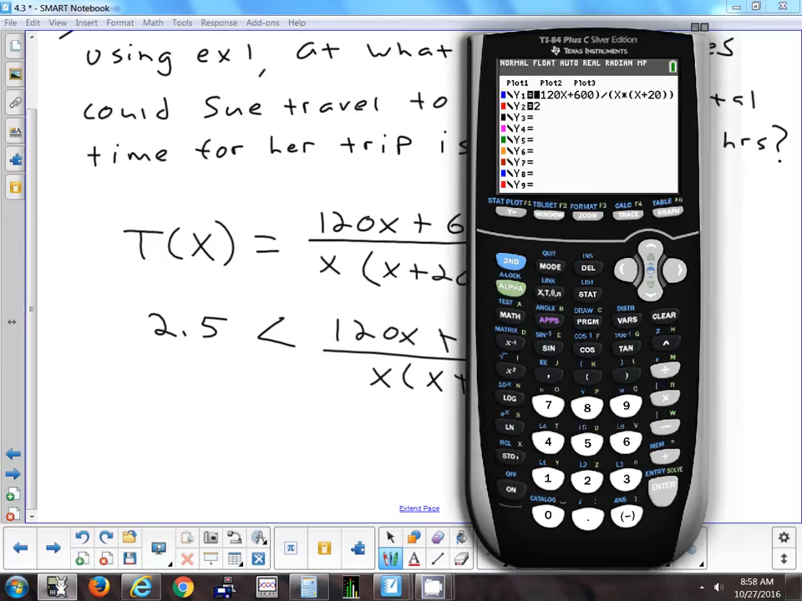So I already have my equation typed in from before. I'm just going to change 2 to 2.5. Since she's allowing herself a little more time, that means she could drive at a slower speed. She could go a little slower now. So how would I solve this? What would be my first step? Okay, find the intersection. Okay, so that's 34.88.